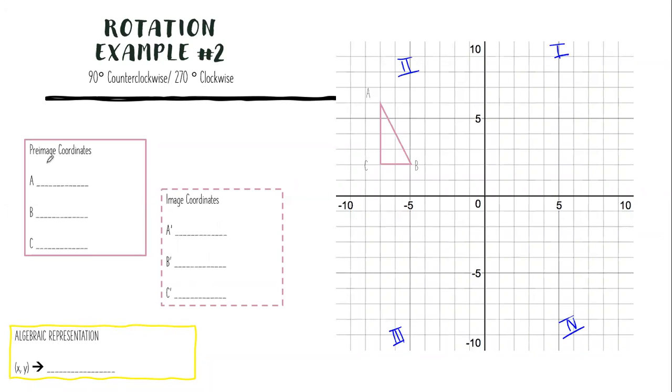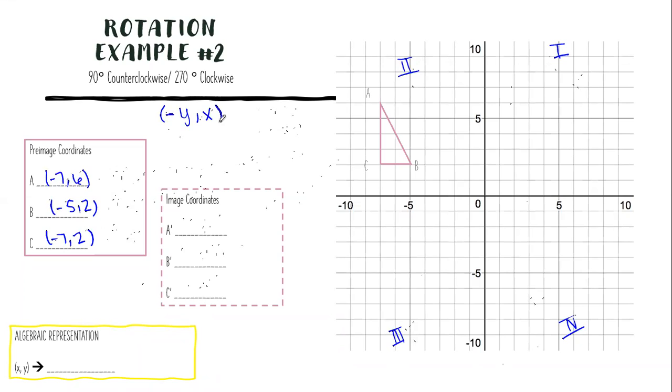The pre-image coordinates are the same as the last slide. So just write them back in. So negative 7, 6, negative 5, 2, and negative 7, 2. So to go 90 degrees counterclockwise, the rule is negative y, x.